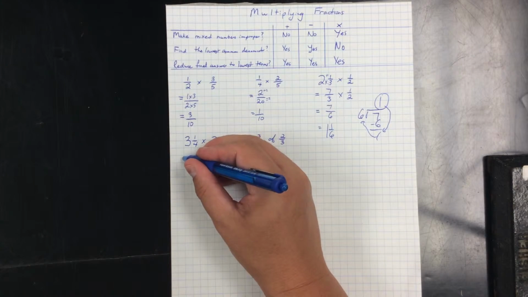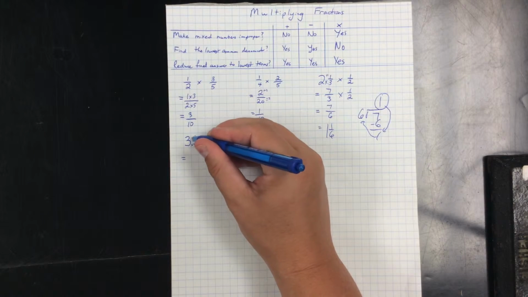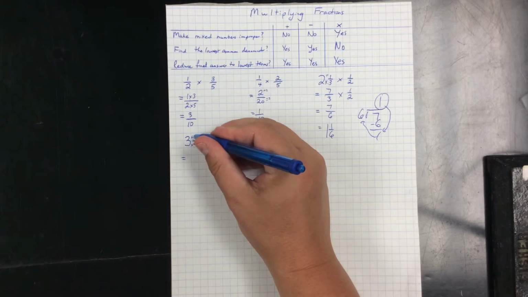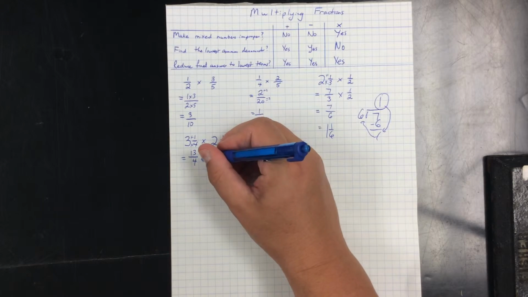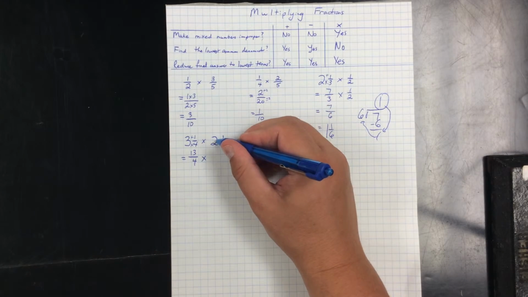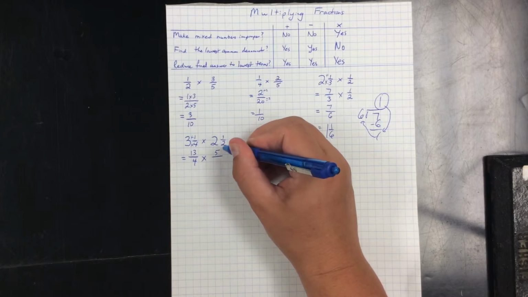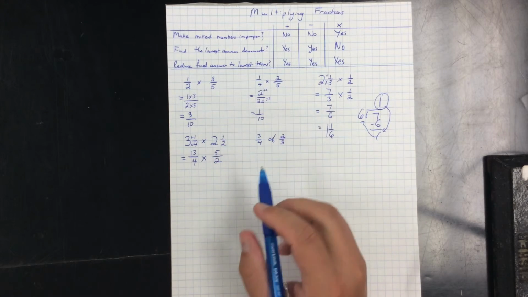Alright, in this case we have two mixed numbers. We're going to have to make both of them improper. So 3 times 4 plus 1. 3 times 4 is 12, plus 1 is 13. I can keep my denominator the same at 4. And multiply it. 2 times 2 is 4, plus 1 is 5. And keep the same denominator of 2.